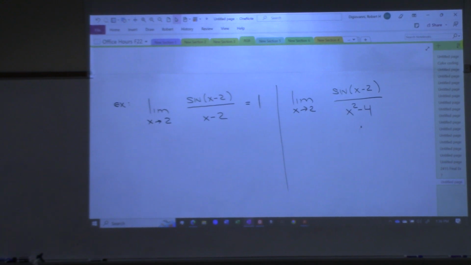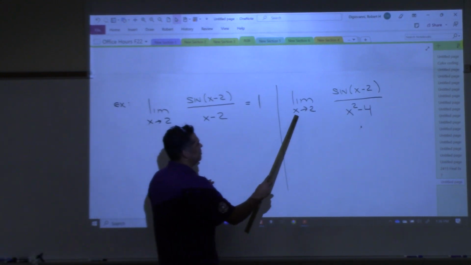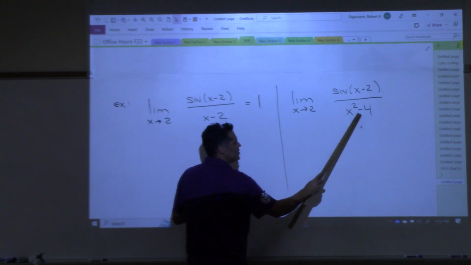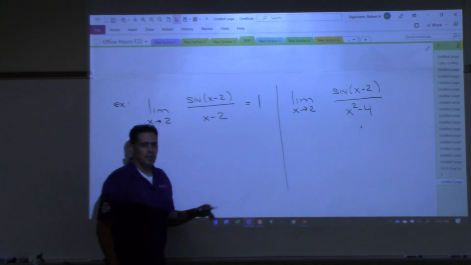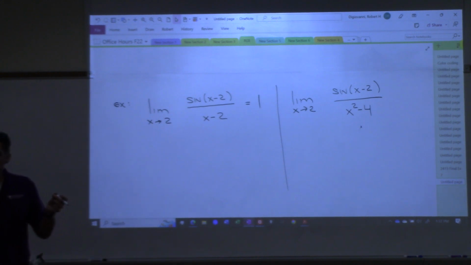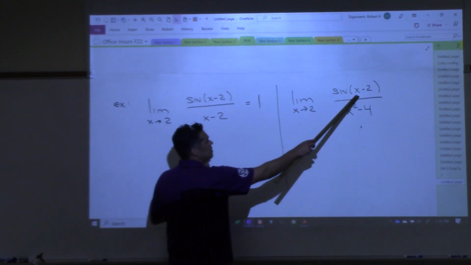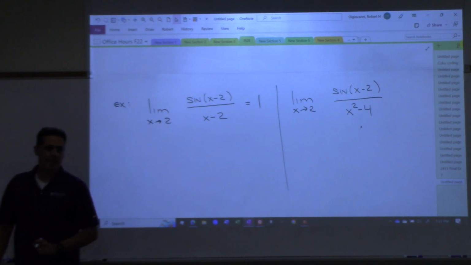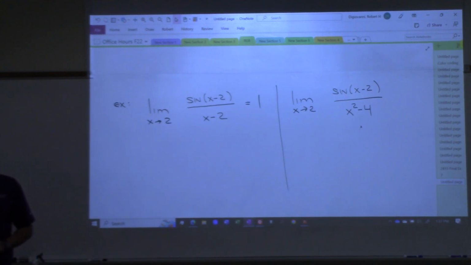Let x go to 2. That goes to 0, doesn't it? Okay, so I have sine of 0. On the bottom, 2 squared minus 4 is 0, right? So they both go to 0, don't they? What's up here goes to 0. What's here goes to 0. But do they match? Are they exactly the same? No. They're not exactly the same. So I cannot say the answer is 1.